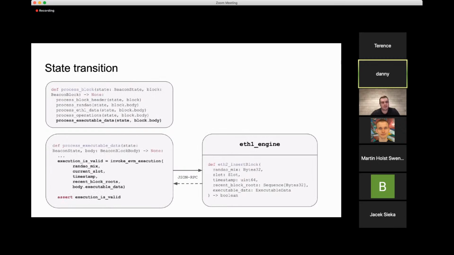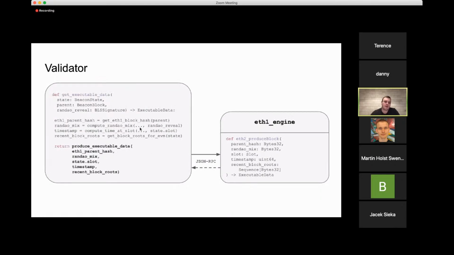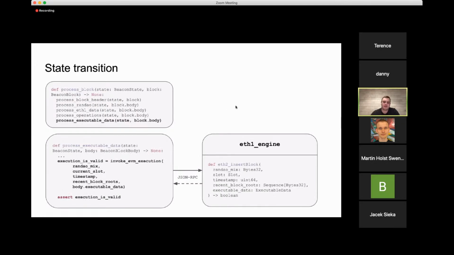Transition. We add the process executable data function to the end of the process block routine. What it does is prepare almost the same parameters as the validator does, and sends these parameters alongside the executable data batch to the Eth1 engine. The Eth1 engine inserts this block into its own chain and returns a flag of whether the execution succeeded or not. Then the Eth2 side validates that the execution succeeded. Otherwise, the beacon block is considered invalid.